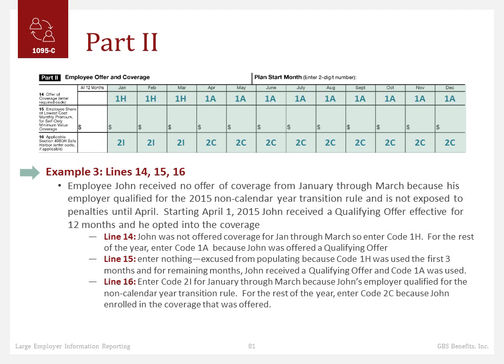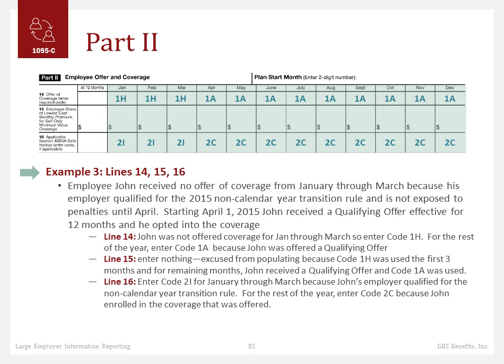Okay, last example, John. John received no offer of coverage from January through March. A different reason he didn't offer coverage than Grace before. John wasn't offered coverage because his employer qualified for the 2015 non-calendar year transition rule. So they're over 100. They qualified for the non-calendar year transition rule and therefore are not exposed to penalties until April. Starting with April, John received a qualifying offer, and remember, this is not an employer shared responsibility compliant plan. It's more strict than that. It's compliant under employer shared responsibility, but it's also even more strict than employer shared responsibility. And he got it for 12 months, and he opted into coverage.